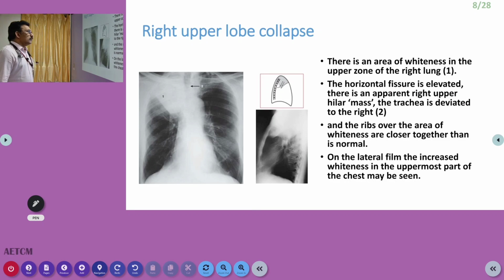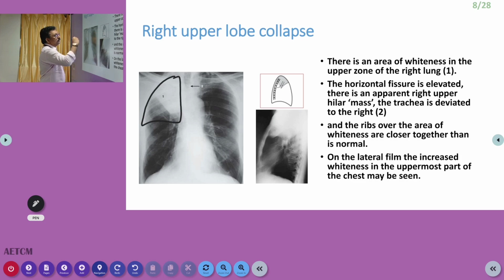Now collapse also can sometimes produce the same type of lesion. Suppose there is a consolidation here, pneumonia, the main bronchus will be there. If a mucus plug obstructs this main bronchus, there will be a collapse. The upper lobe may collapse. So that is one reason for collapse. One of the common causes for collapse in consolidation is mucus plug obstruction. Then you do a bronchoscopy and remove that mucus plug, then the lungs will become normal.